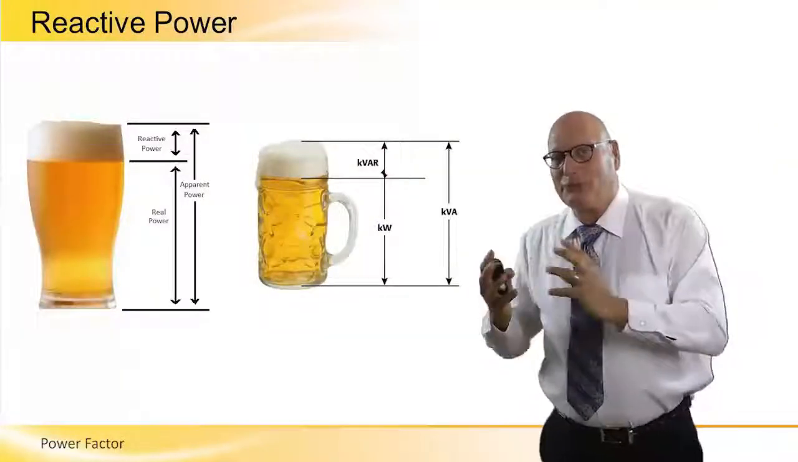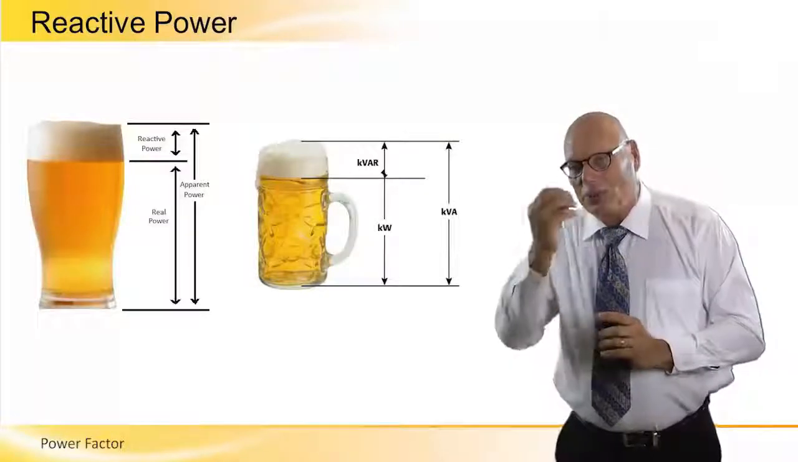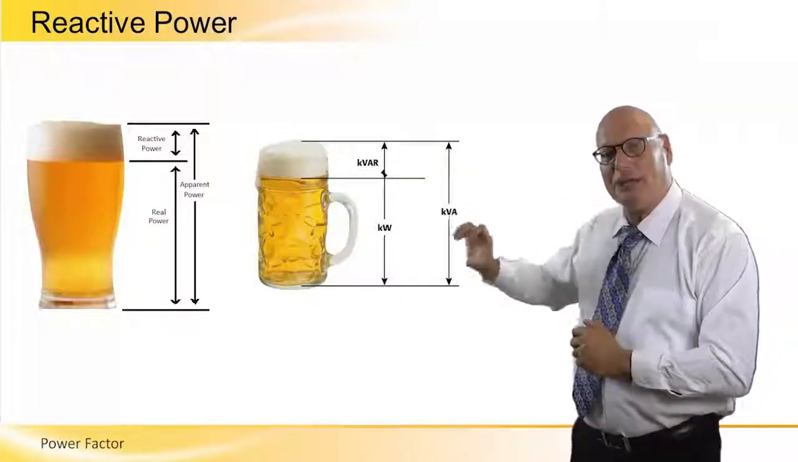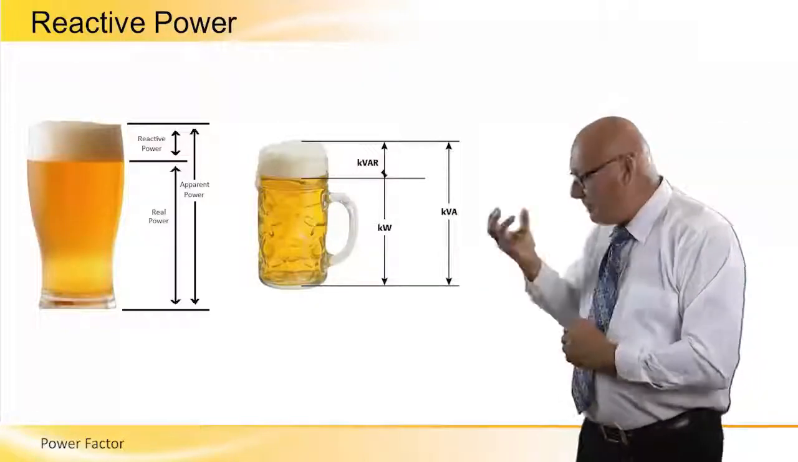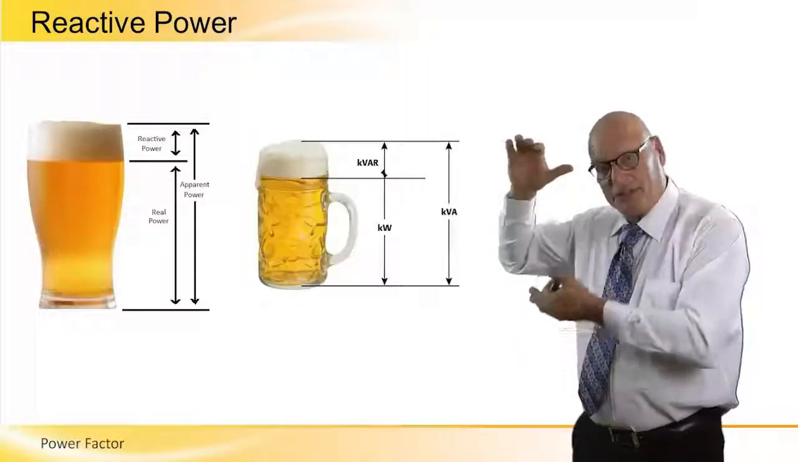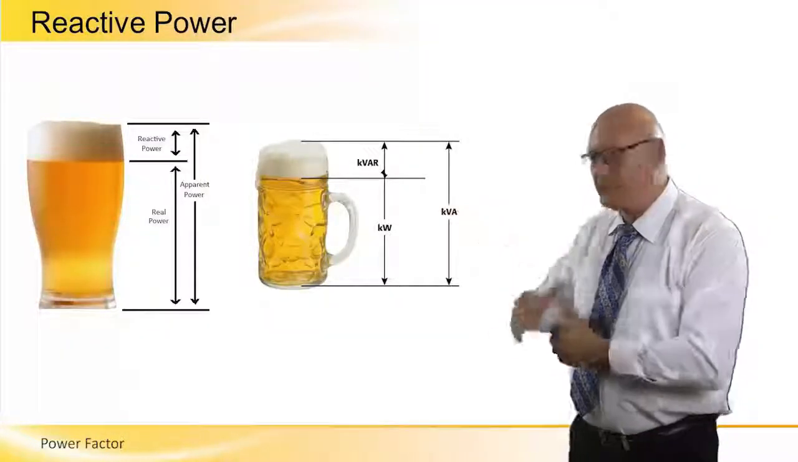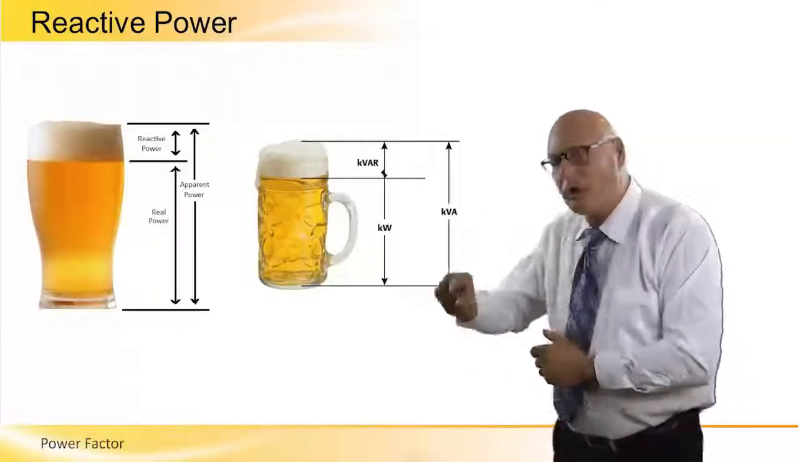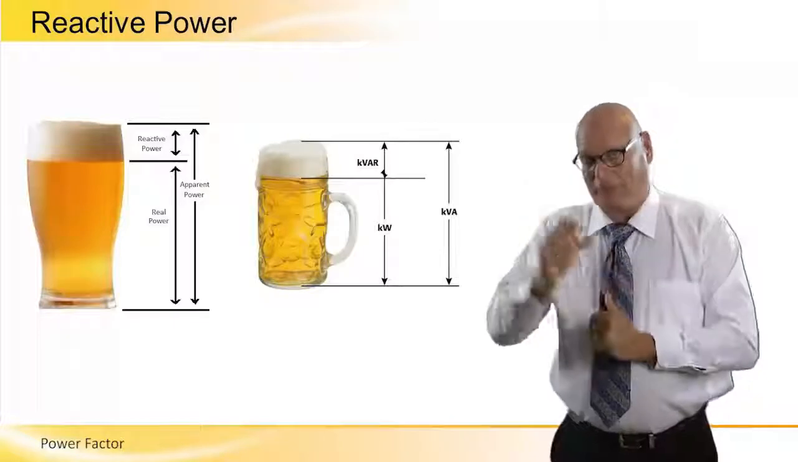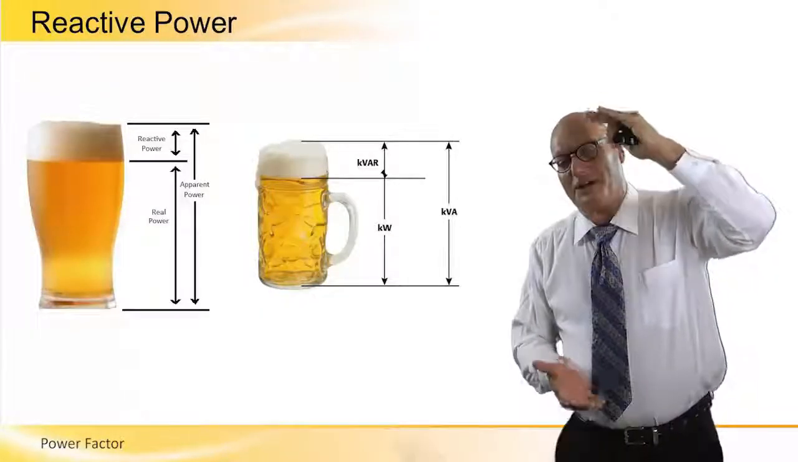And just as an analogy, we can look at the reactive power as the foam on top of the glass of beer. The beer itself is the real power. The apparent power is the total amount of liquid and foam that I have in the glass. And the reactive power is only that foam. But that foam prevents having a full glass of beer.